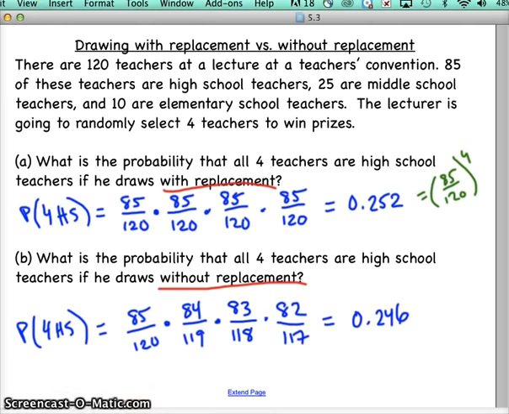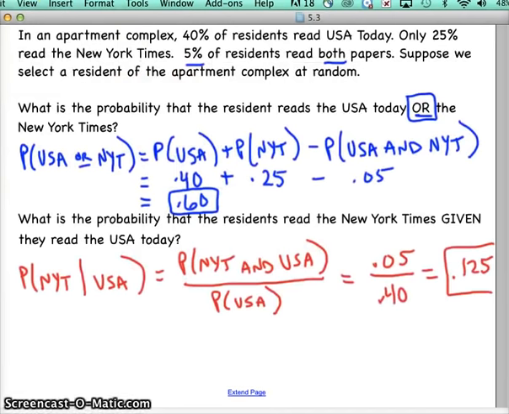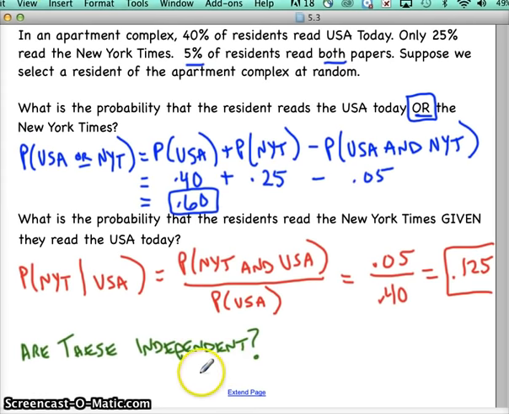Okay, I want to go back to a problem we've already done. Let's see, back to, yes, this problem. The New York Times and the USA Today. And I just want to ask, are these independent? So are these two events independent? USA Today and New York Times.